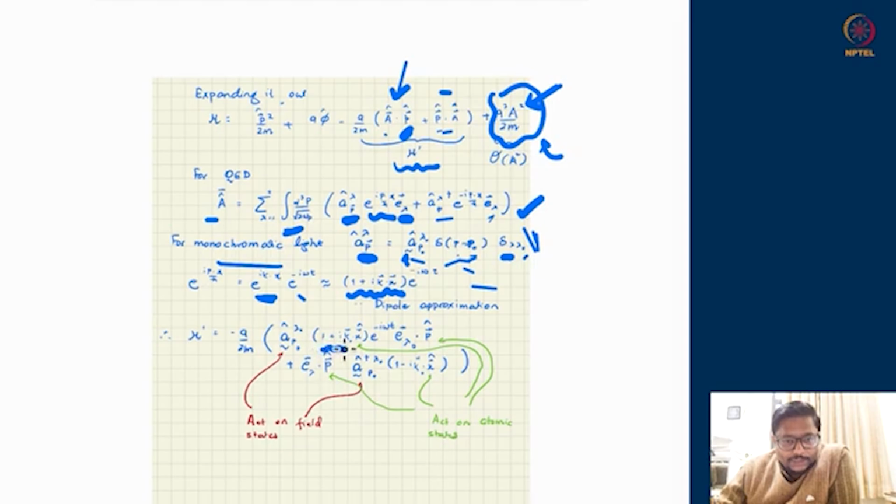So e to the power i p dot x, which was appearing, will become 1 plus iota k naught dot x, and e to the power minus i omega naught t. The omega also is at the same frequency.